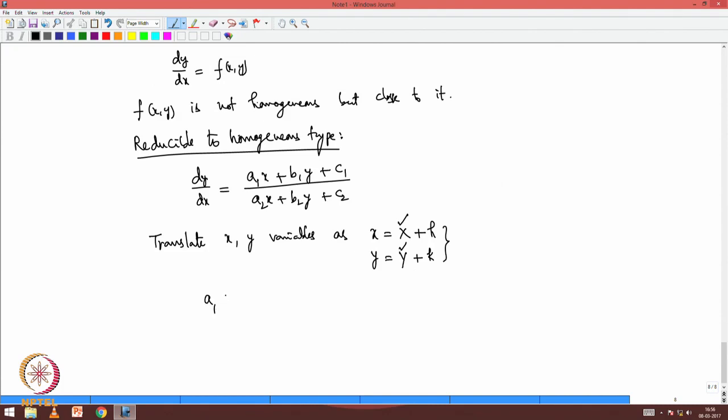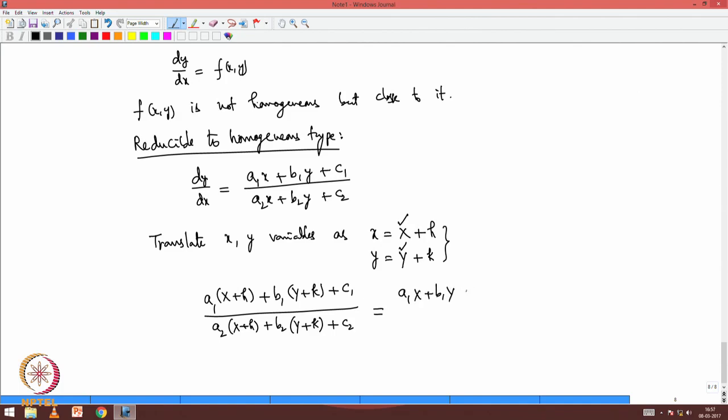you will have a1 times (x plus h) plus b1 times (y plus k) plus c1, divided by a2 times (x plus h) plus b2 times (y plus k) plus c2. This is equal to a1 x plus b1 y plus some constant, that is a1 h plus b1 k plus c1, divided by a2 x plus b2 y. I take it from here. So the remaining is a2 h plus b2 k plus c2.